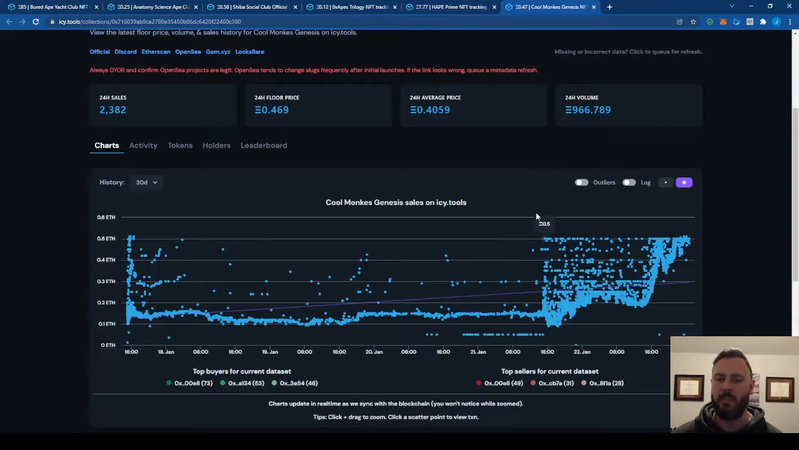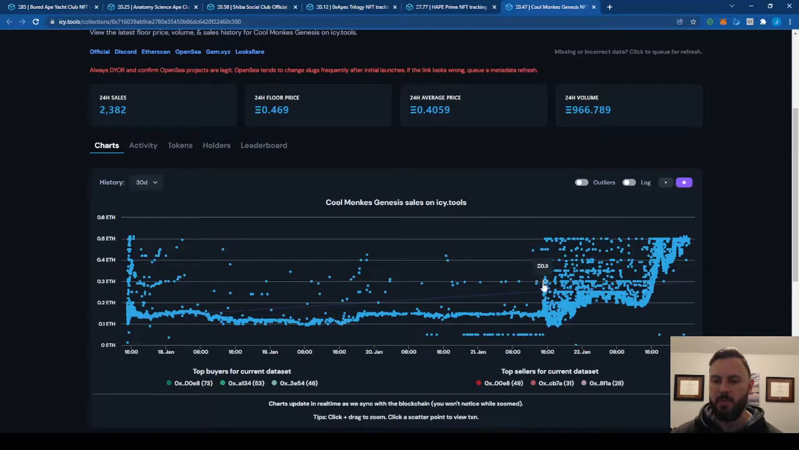This is another one that looks really interesting, the Cool Monkeys Genesis. So you notice it had kind of an initial trail, this one's a new one. This is pre-reveal. That means people didn't know how rare the ones they had were. They were just waiting. And then after reveal, it popped. So let's look at pre-reveal. Pre-reveal, it was pretty steady. Pretty much the same price. The very beginning was a little crazy, but then it leveled off.